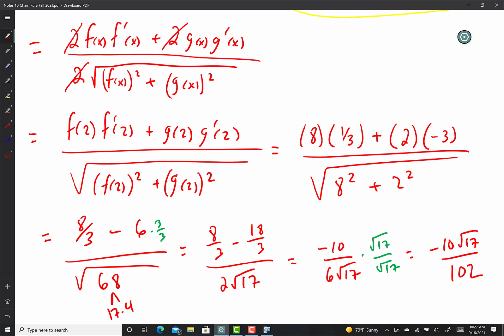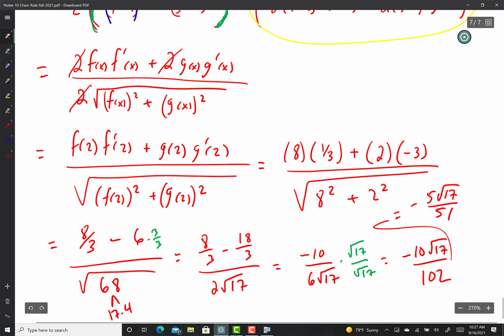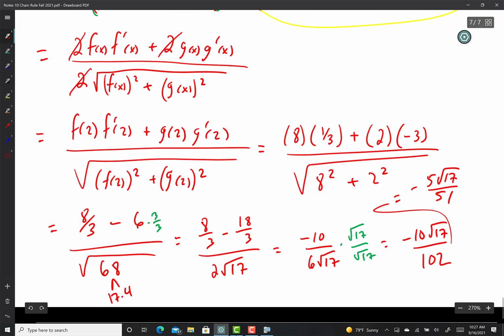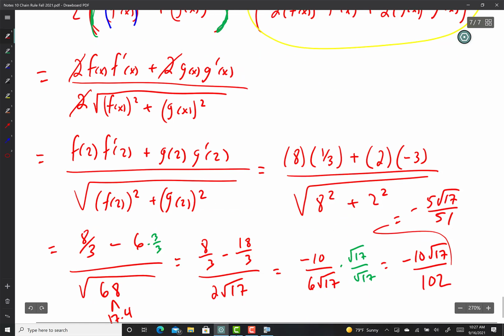Now, I make mistakes all the time, so let me know. Can you simplify the 10 and 102? Yes, you can. Negative 5 square root of 17 over 51. And 5 over 51 does not reduce. I don't see any mistakes. I took those numbers from you guys. f of 2 was 8, f prime of 2 was 1/3, g of 2 was 2, and g prime of 2 was negative 3, all that good stuff.